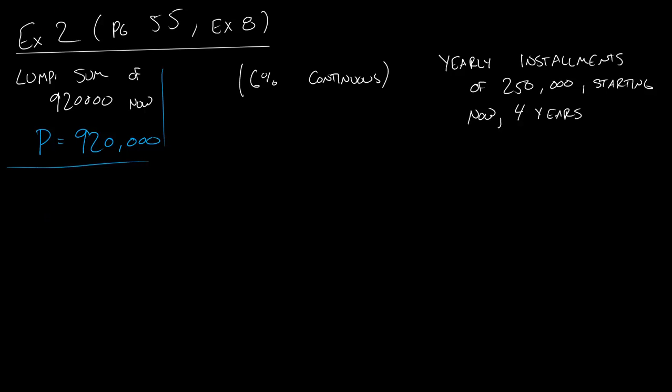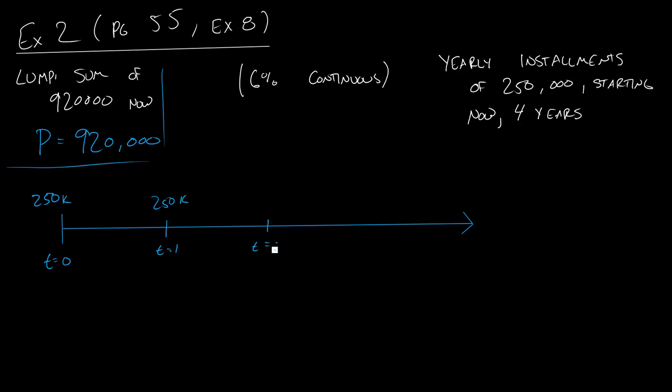What I have is, let's draw out a number line to make it a little bit easier to think about what's going on. All right, so at t equals 0, at the beginning of my number line, they're going to give me $250,000. I'm just going to write down 250K. And then again, at t equals 1, they give me another $250,000. At t equals 2, they give me another $250,000. And at t equals 3, they do the same thing.